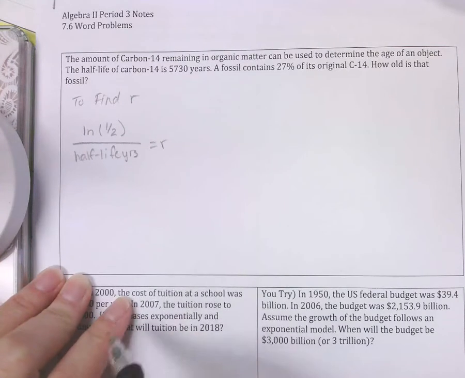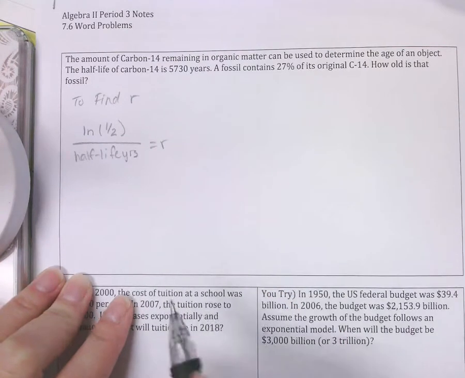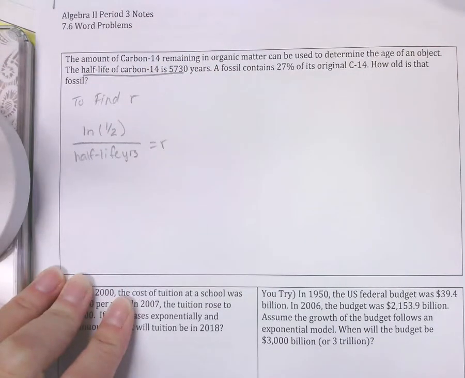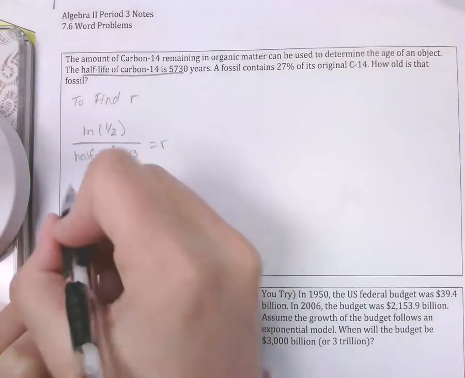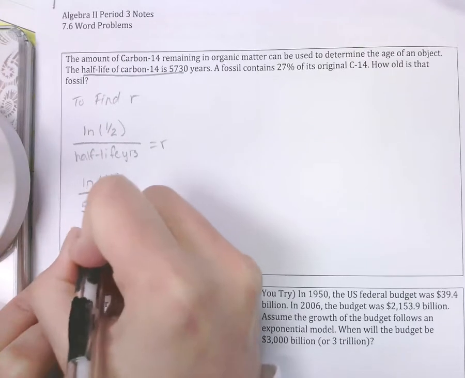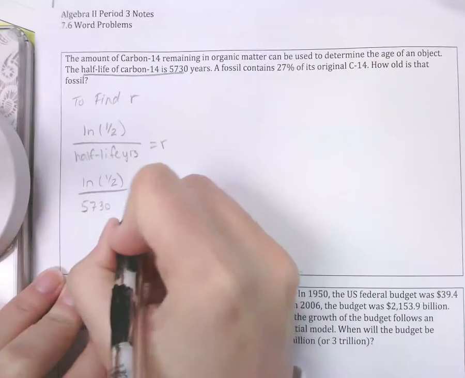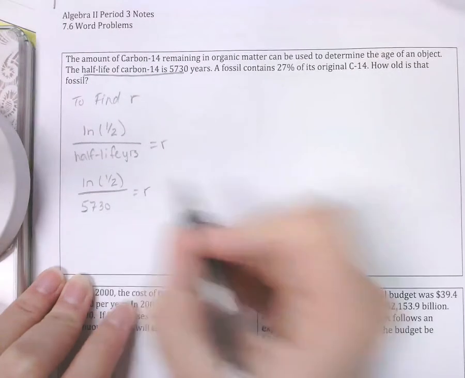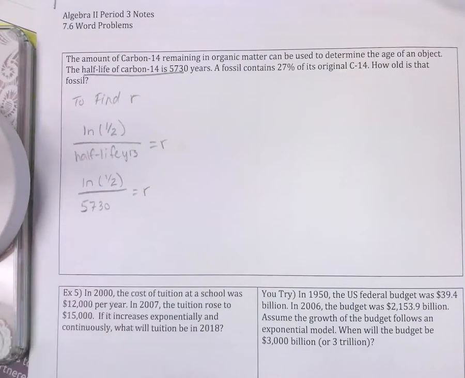This will work for any question that gives you a half-life. See how it says the half-life is 5,730 years? There are other questions that also give you half-life. So you can calculate the R using the number of years they give you for half-life. Since they give us 5,730 years for half-life, we're just going to take the natural log of 1/2 and divide by 5,730, and that's going to give us R. So we need a calculator because it's going to be a decimal.